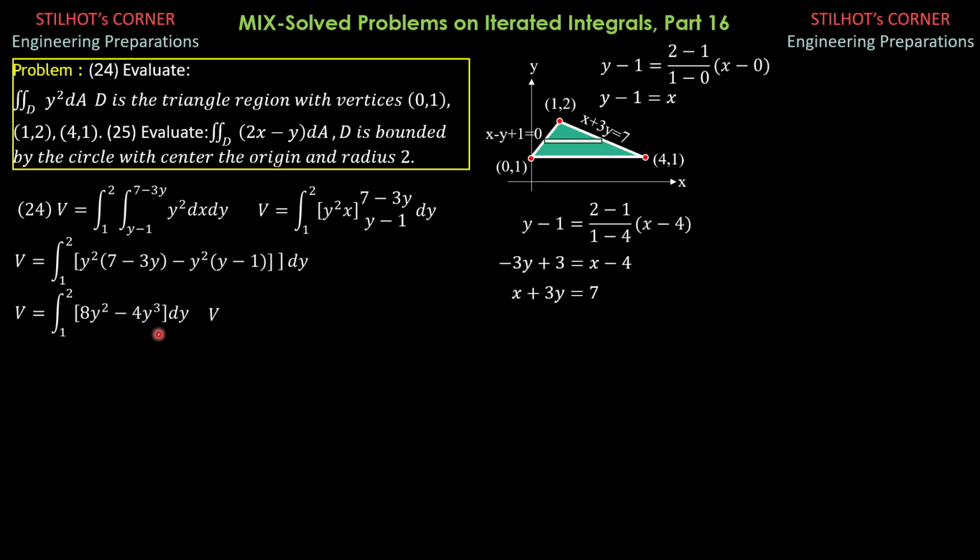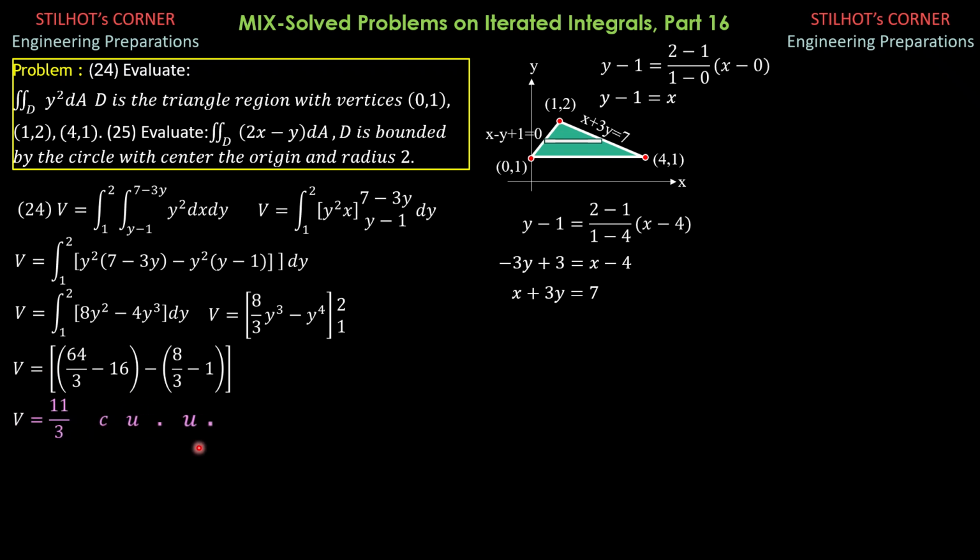So integrating, this is 8 thirds y cubed minus y to the fourth from 1 to 2. So upper limit, 8 times 2 cubed, that's 64 over 3 minus 2 to the fourth, 16. Then minus lower limit, minus quantity 8 thirds minus 1. So using the calculator, evaluating the volume equals 11 over 3 cubic units.